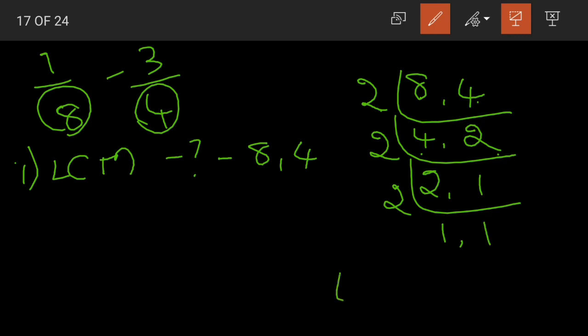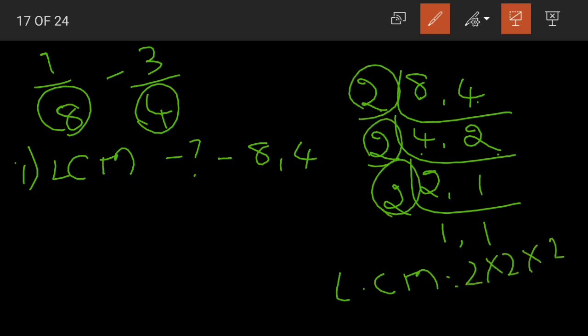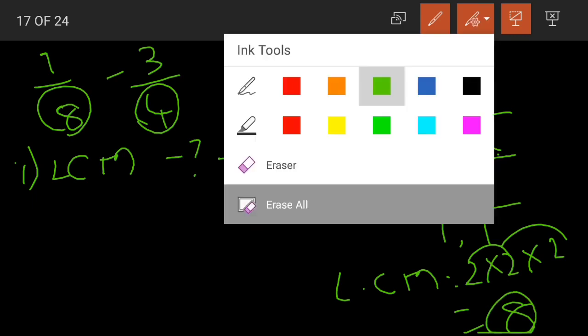Yes, students, now what will our LCM be? LCM will be 2 into 2 into 2, which is equal to what? 2 2s are 4, 4 2s are 8. What is the LCM of 8 and 4? The LCM of 8 and 4 is 8.